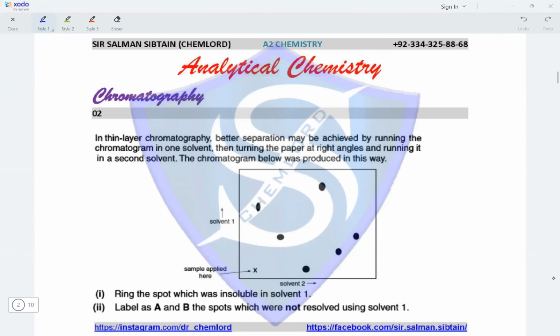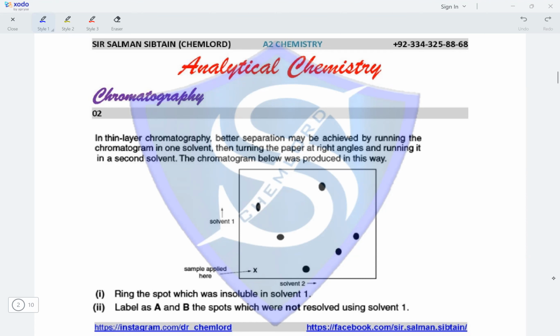Question 2. In thin layer chromatography, better separation may be achieved by running the chromatogram in one solvent, then turning the paper at right angles and running it in a second solvent. The chromatogram below was produced in this way. So according to this chromatogram, when solvent 1 was used, the spots traveled upwards, and when solvent 2 was used, the spots traveled towards the right.